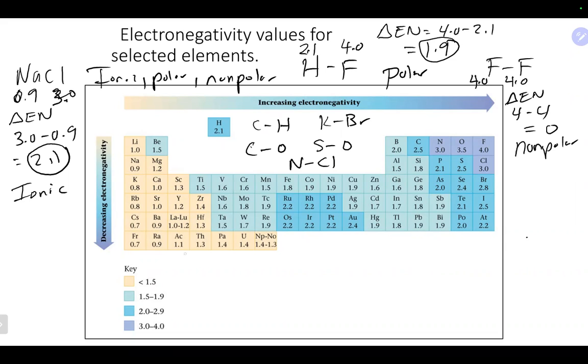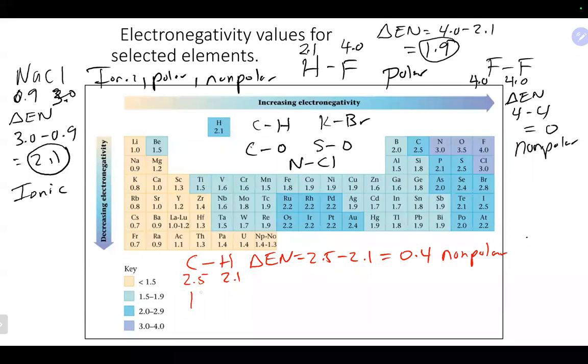So we'll start with carbon and hydrogen first. Carbon is 2.5, I believe, and hydrogen is 2.1. So again, we're just going to subtract the smaller number from the bigger to get a positive number, and that's going to be 0.4. So with a difference of 0.4, is that polar, nonpolar, or ionic? That is nonpolar. That is really why the cutoff is 0.4, because that's pretty much the bonds we find in organic molecules, and they're nonpolar. So that is why it goes up to 0.4 for that particular bond.